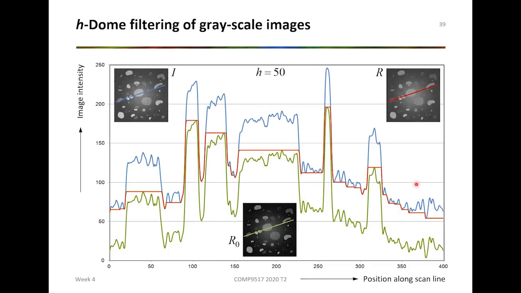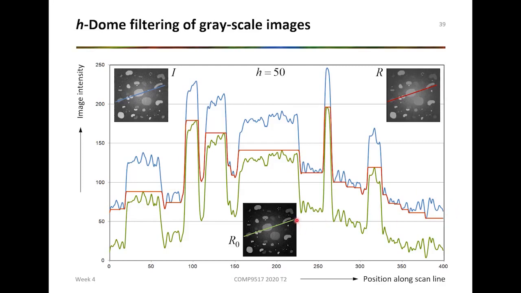Let's have a look at the profiles in these images along a scan line to get a better understanding of what is going on. If we look at a scan line in the original image, this blue scan line, this would be the intensity profile, the blue profile. And you can see this effect of the shading pattern in the background. It's going up in the middle and it falls off on the sides.